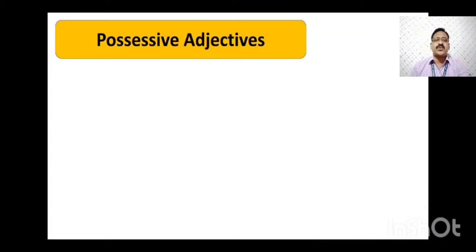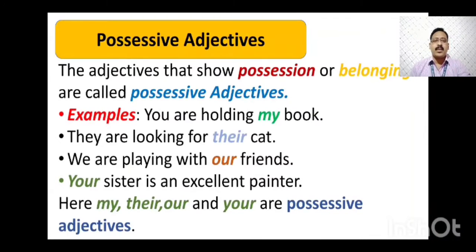Now comes the possessive adjective. The adjective that shows possession or belongings is called a possessive adjective. It means the adjective through which we can show that something belongs to someone or someone possesses something. It is said to be a possessive adjective.